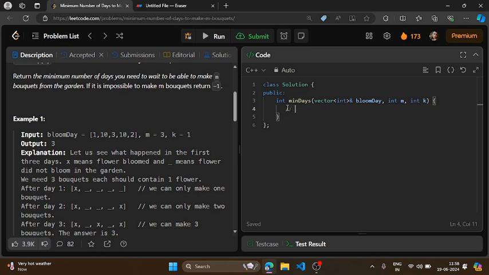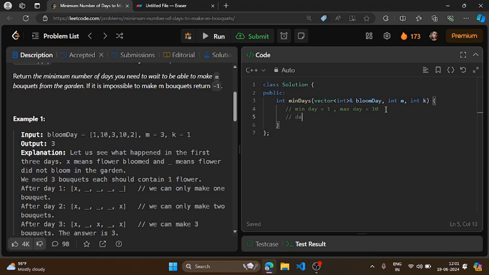Let us say my minimum possible day is 1 for this example, and this is the maximum possible day. Basically this is the minimum possible day when we can start considering making bouquets, and this is the maximum possible day. Now in this range from 1 to 10, we will check each and every day from 1 to 10, and see if it is possible for me to make m bouquets or not. So let's check one by one.